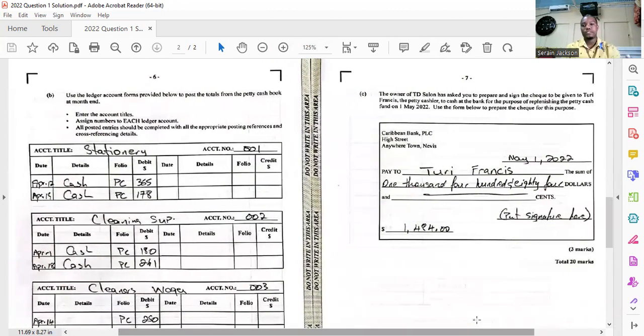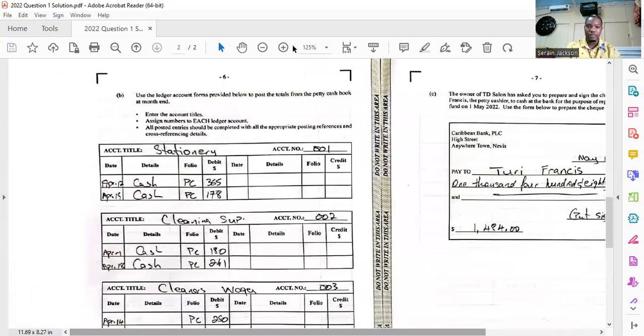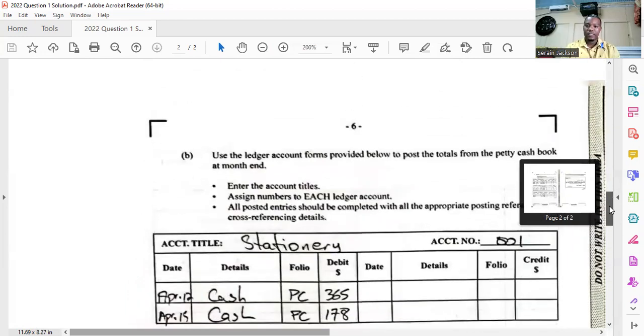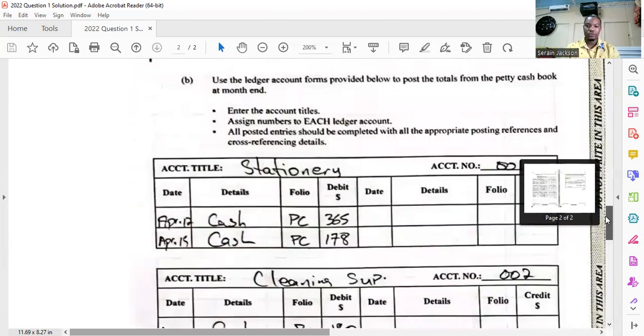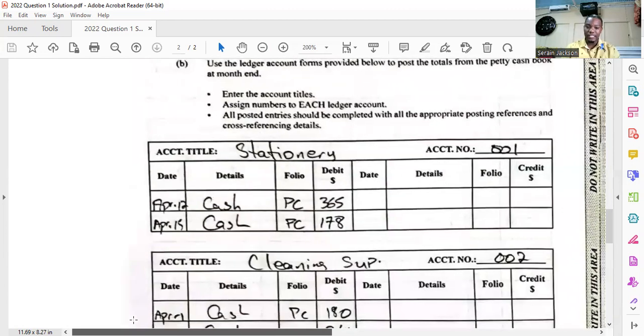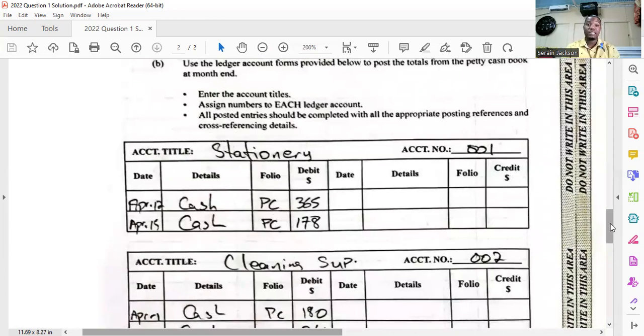So the second part of the question, part B actually. So let's zoom in on part B. So this is part B of the question. It says using the ledger account forms provided below to post the totals for the petty cash book at month end. So what they're asking us to do is to use the analysis columns to provide the ledger accounts for the analysis columns. And because these are all expenditures, we know that all expense accounts must be debited.